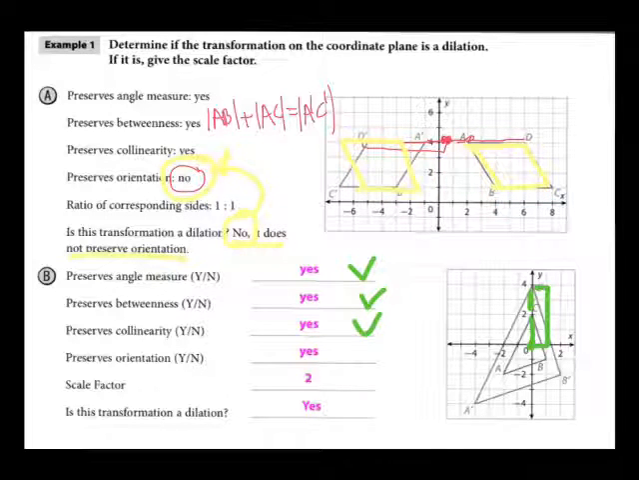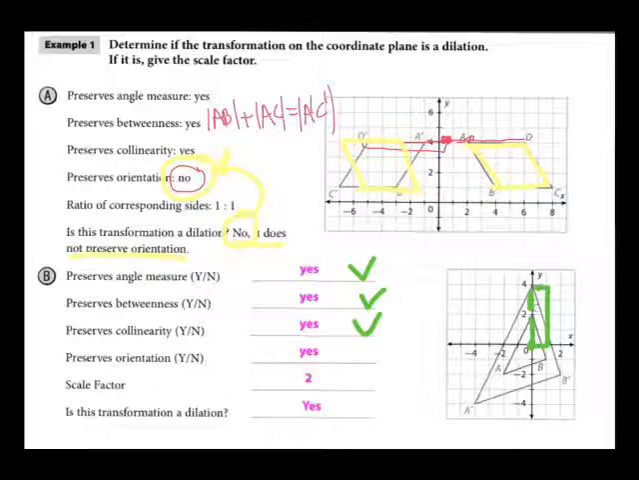So I drew it for you in a different color so that it's lighter to see. You can see here that the shape was yellow, and if I drew it over here, it would be facing in a different direction. So no, it is not preserving the orientation. Also, the ratio to the corresponding sides is 1 to 1, so it really didn't get larger, it stayed the same. And this is not a dilation because it did not preserve the orientation, okay?